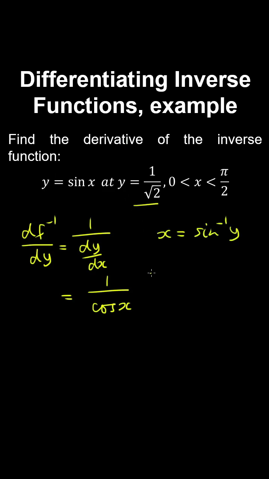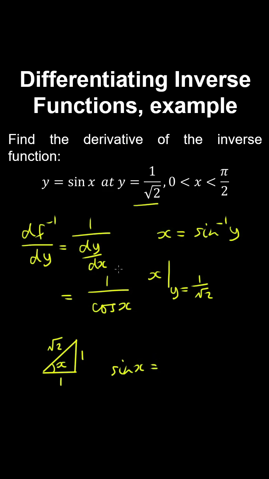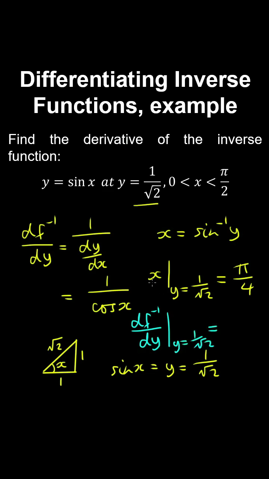And evaluating this at y equals 1 on root 2, recall our special triangle. So if sine x is equal to y is equal to 1 on root 2, then the arcsine gives x. So for this special triangle, x is 45 degrees or pi on 4. And now we can evaluate the derivative of the inverse function at y equals 1 on root 2 by substituting this expression into here. So that gives 1 over cosine pi on 4, which is 1 over 1 on root 2, and therefore is equal to root 2.